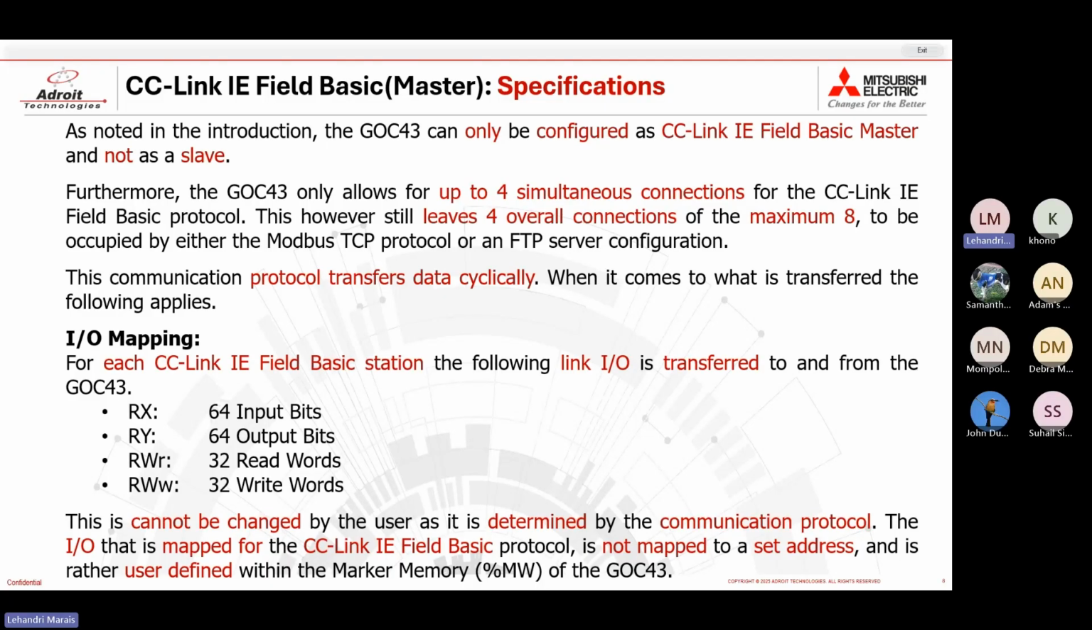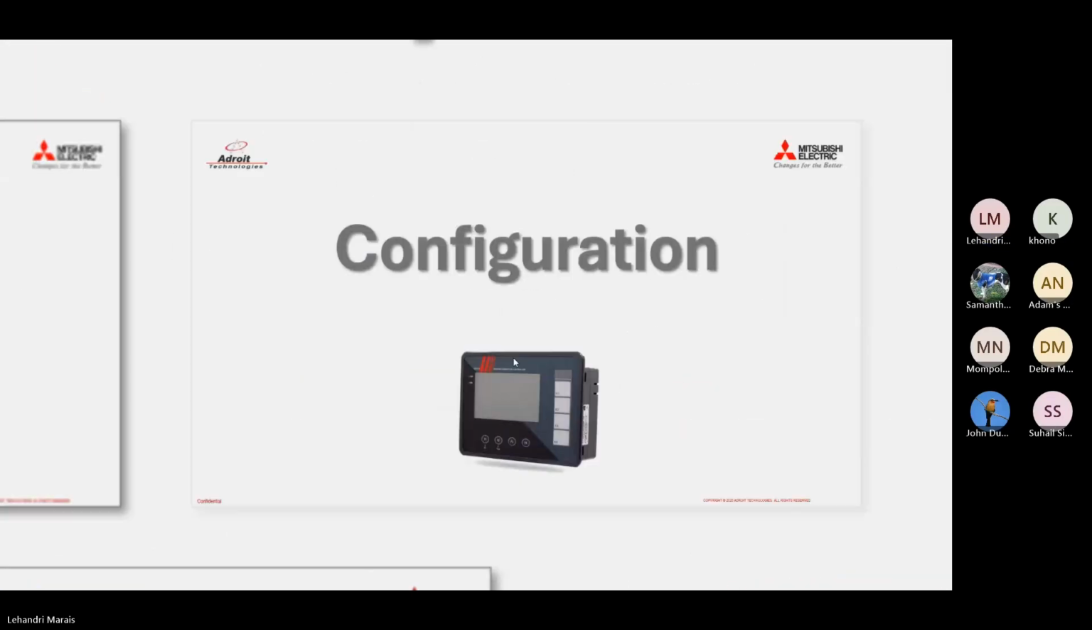One thing to note as well, for the GOC, these link IO variables are addressed by the user. So the addressing of these variables is defined by the user, which is different to the Modbus TCP protocol, as we will be discussing a bit later on, where that is automatically assigned within a specific memory area of the GOC.